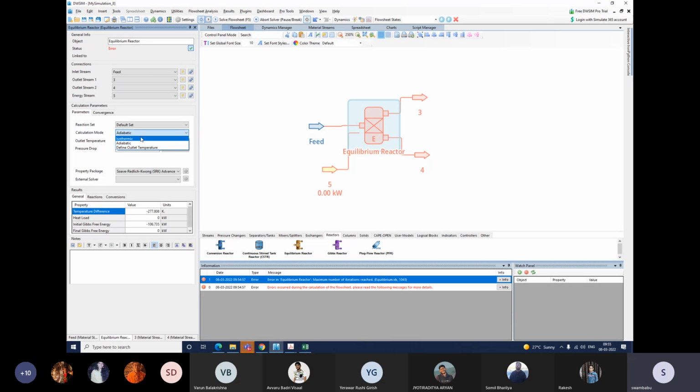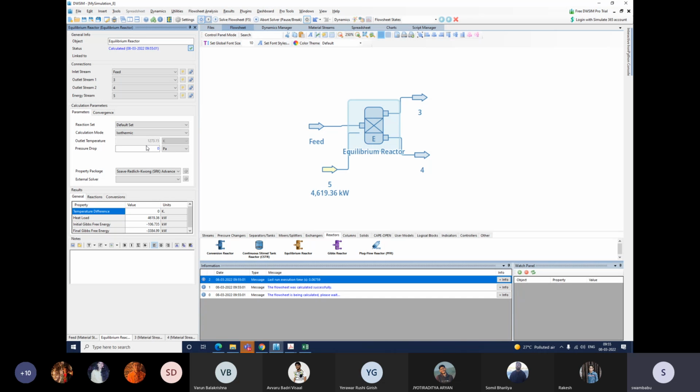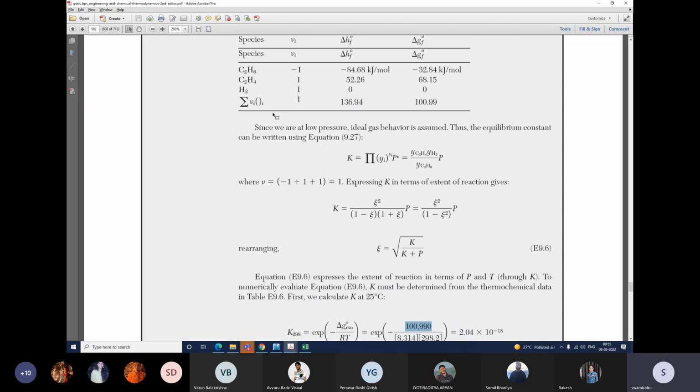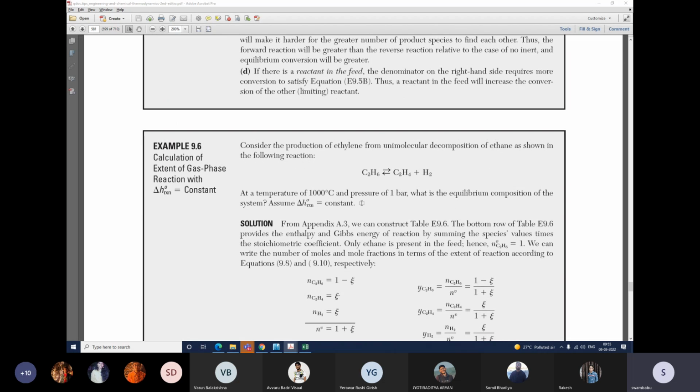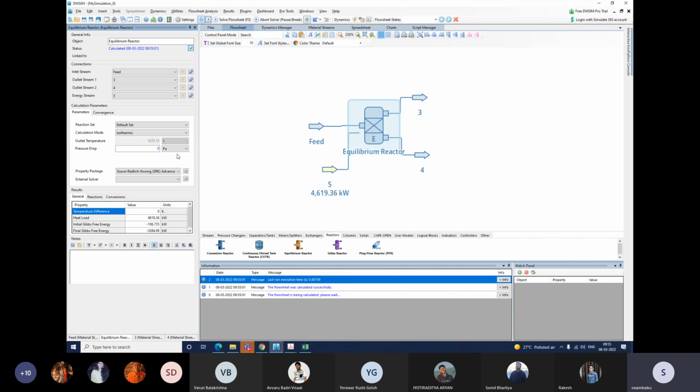So we want to do the isothermal conditions because we wanted to have the same temperature at the inlet temperature. We want to estimate the equilibrium conversion at this temperature and pressure, so we have to take isothermal condition. Because we are already given the feed temperature as 1000 degrees centigrade and 1 atmosphere pressure, we have to do the isothermal conditions.